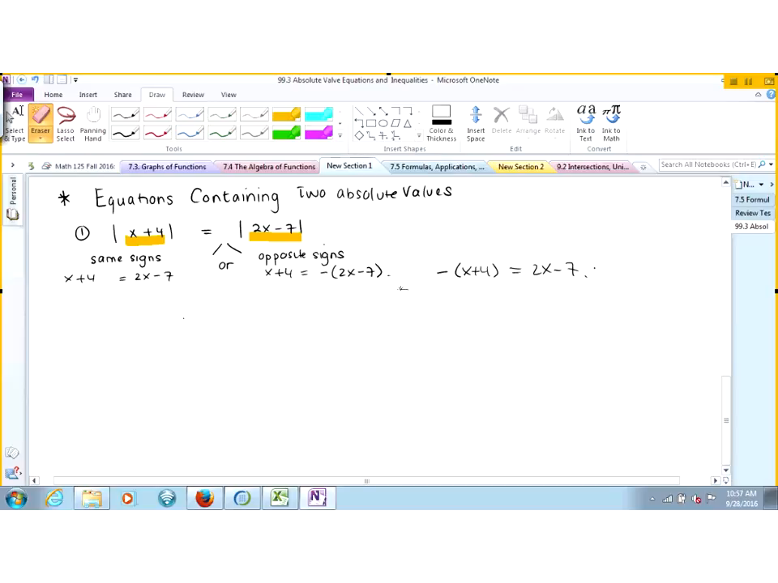Okay, so for same signs, we choose both positives because that's easier. For opposite signs, you can put the negative either on the first expression or the second expression. It doesn't matter. This and these are the same. Okay, so can you solve it?